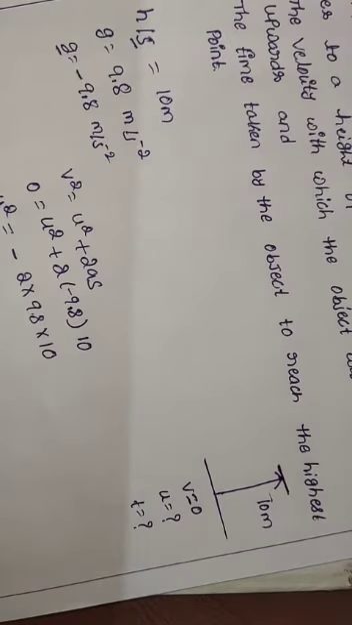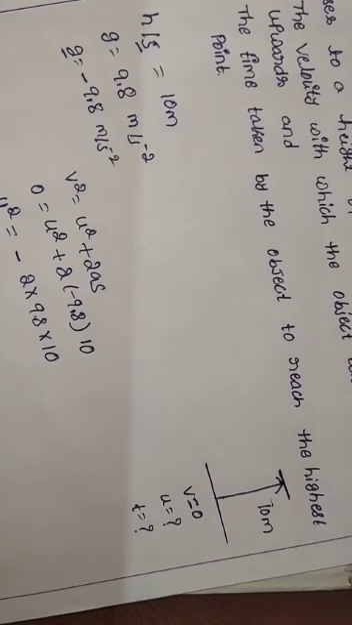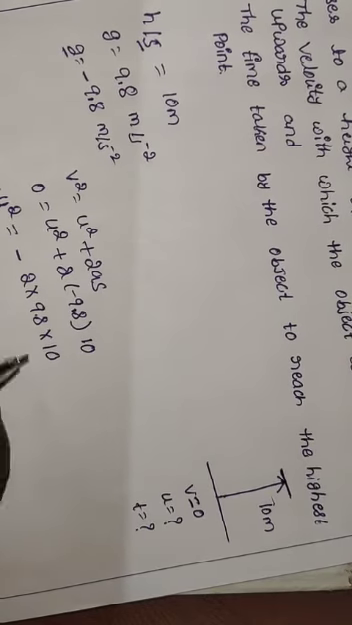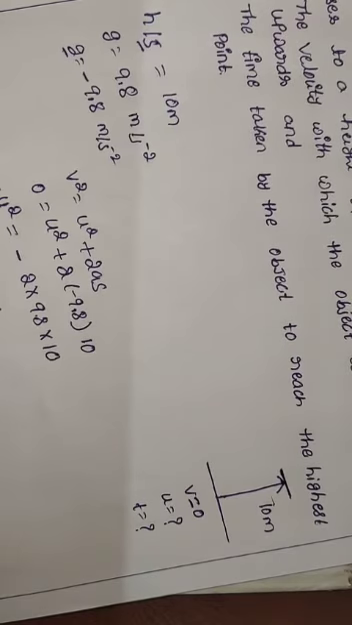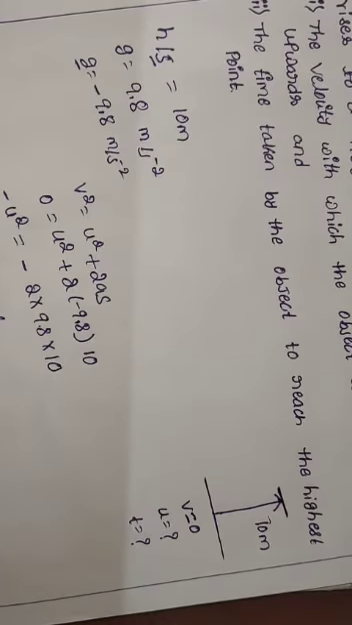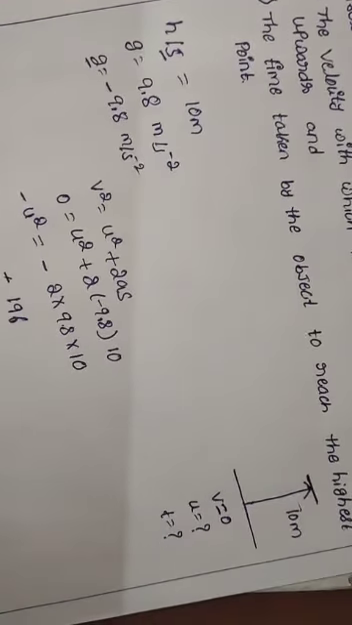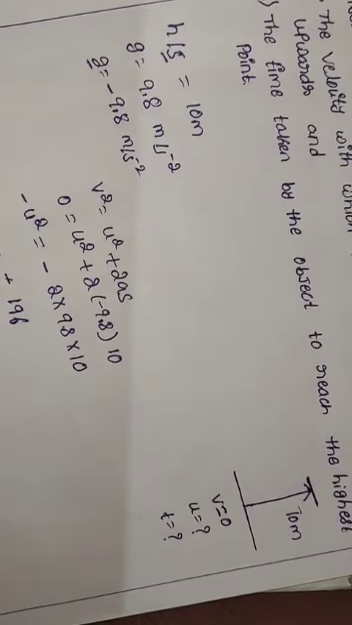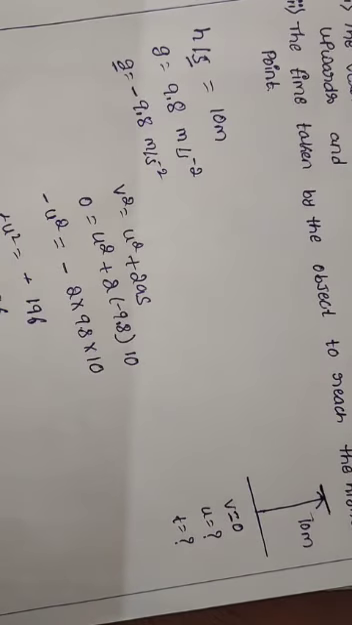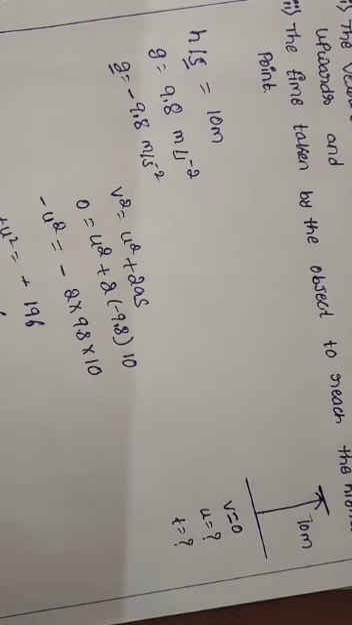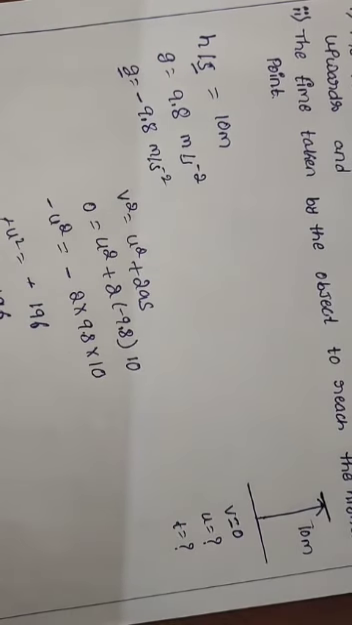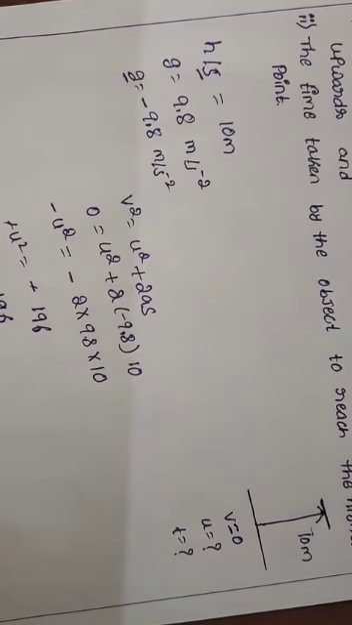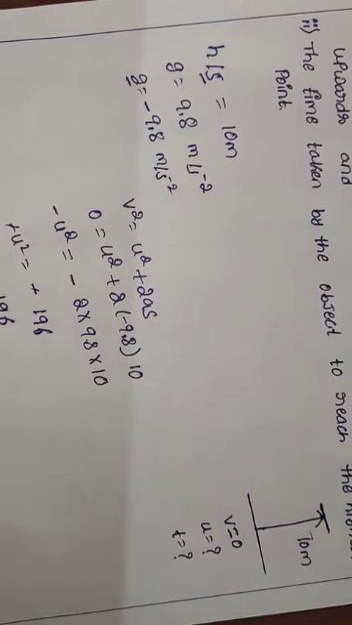Now minus u square is equal to minus, and we multiply these three. When we multiply these three, we get 196. On both sides we have a minus, so the minus signs cancel, and u square is equal to 196. So u is equal to the square root of 196. We know that the square root of 196 is 14. U is equal to 14 meter per second. The initial velocity of the object is 14 meter per second.